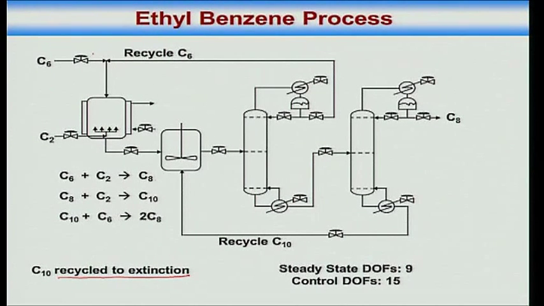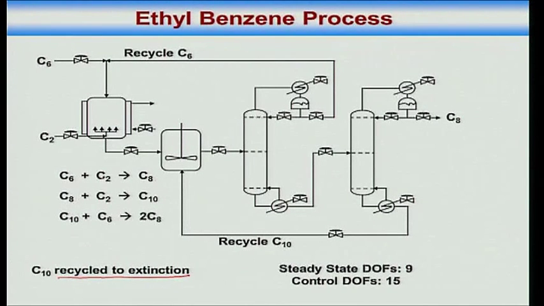By the way, note that since you are recycling C6, the reactors are operating in an excess C6 environment. Yes or no? Excess benzene will make sure that ethylene is the limiting reactant, and that will suppress diethyl benzene formation. Yes or no? Yeah, so that makes sense. So ethylene is consumed and diethyl benzene formation is suppressed by having excess benzene.